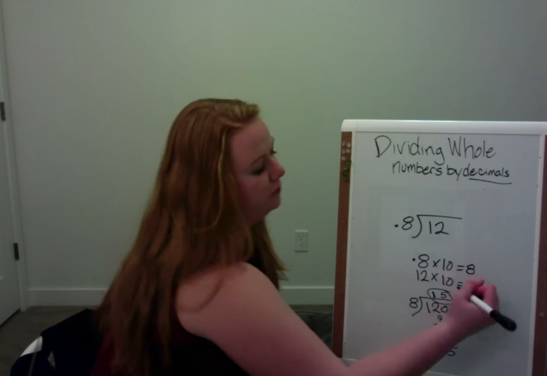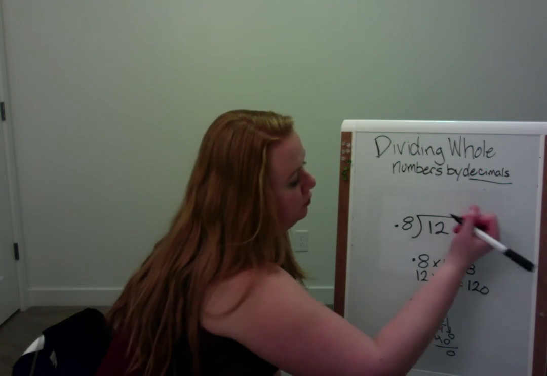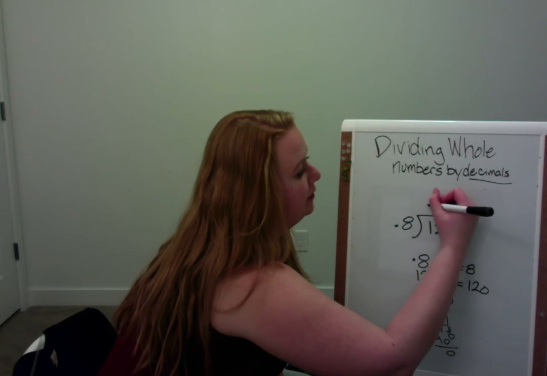So our total for 12 divided by 0.8 is 15.